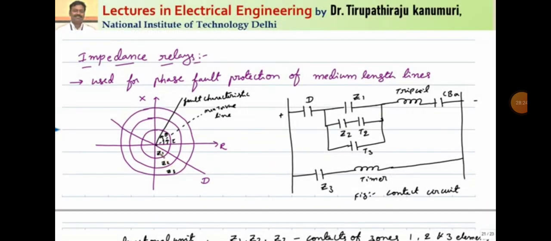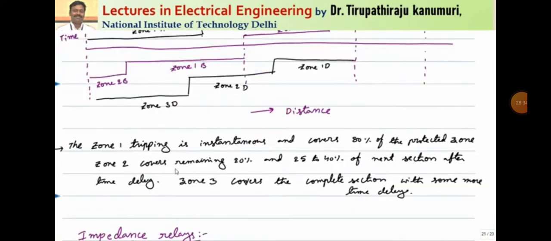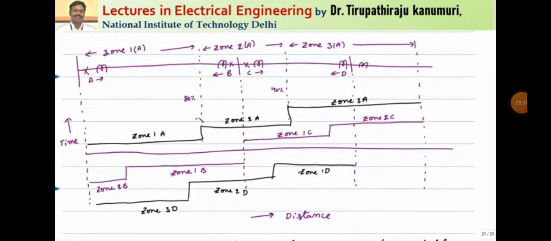That means if Z1 is not operated, after some time Z2 will operate, and after some time if Z2 is not operated, then Z3 will operate. That means Z1, Z2, Z3, whatever are discussed here, that means zone 1, zone 2 and zone 3. This zone 1A will only cover up to 80%, and 2A will cover up to 140% from the beginning, but with some time delay.